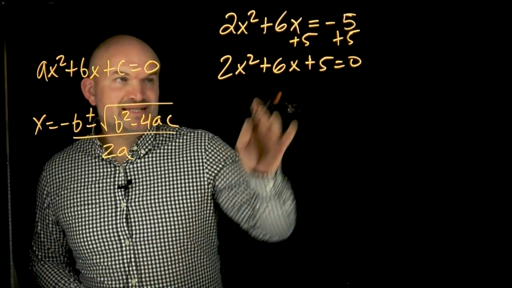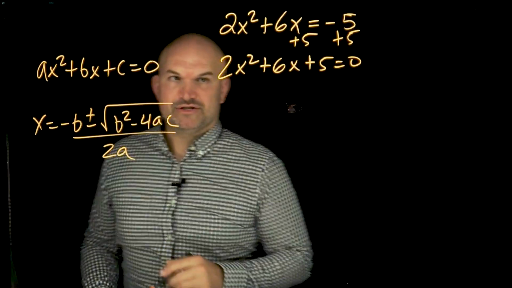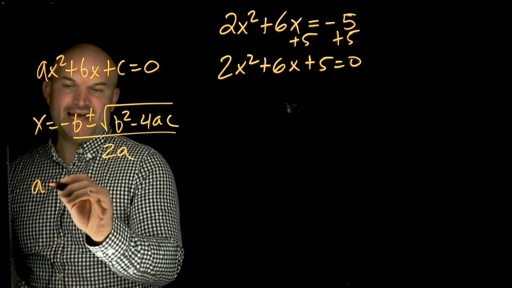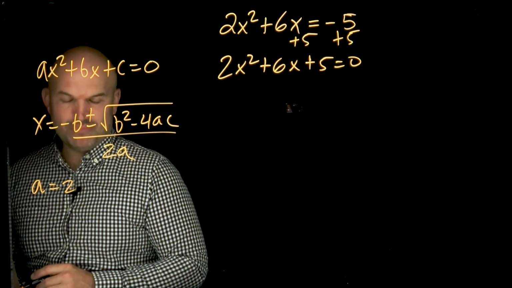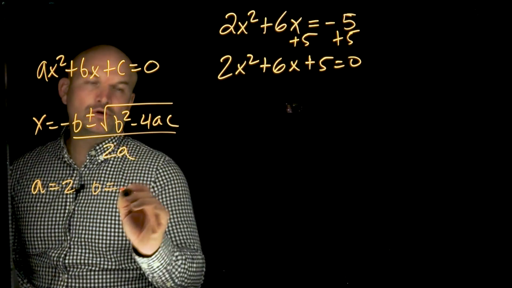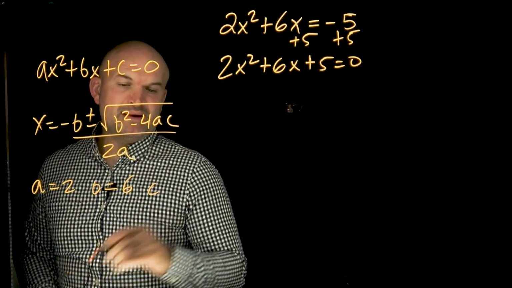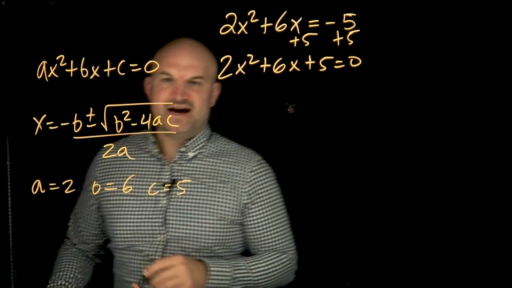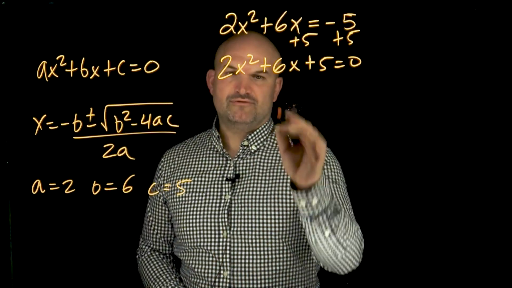So all we're simply going to do is identify my a, b, and c from here, and then we're going to plug them into this equation. So what exactly is my a? My a is the coefficient of my x squared, which in this case is 2. My b is the coefficient of my linear term, which in this case is 6. And c is going to be my constant, which in this case is going to be a 5. So now all I'm simply going to do is take these values and plug them into my quadratic formula.